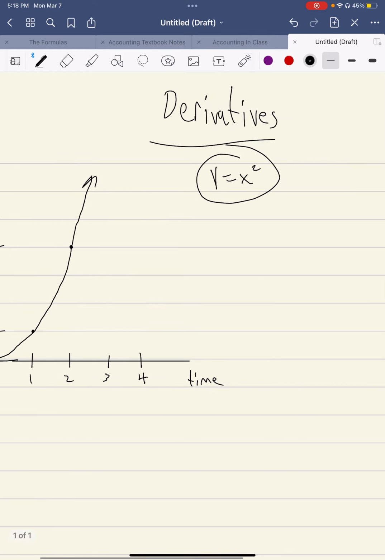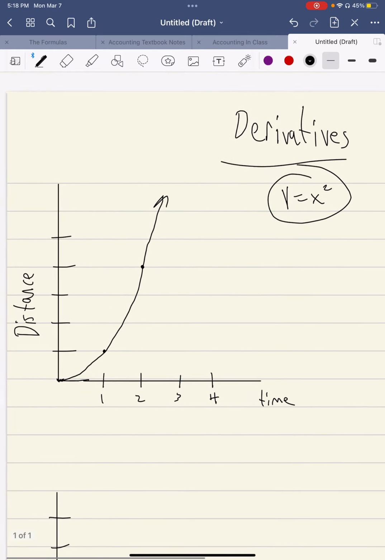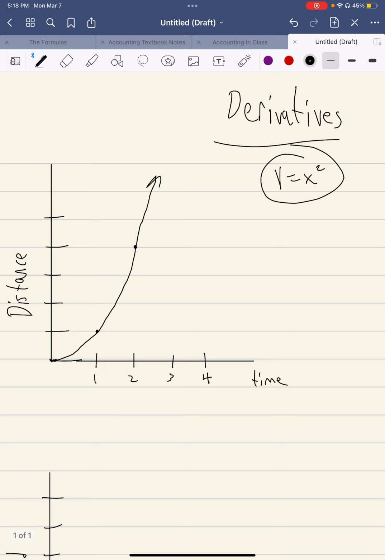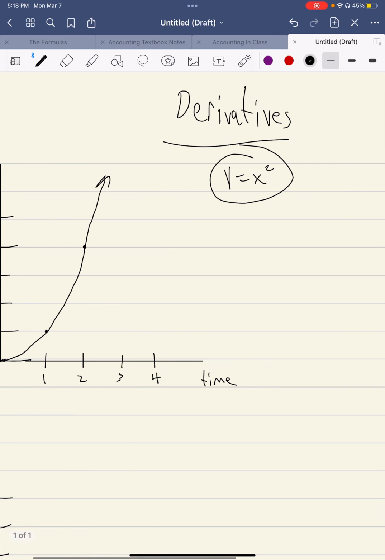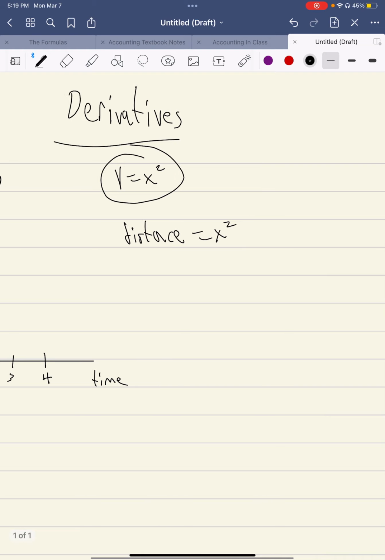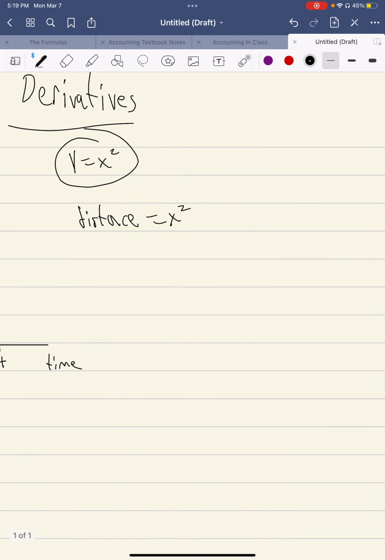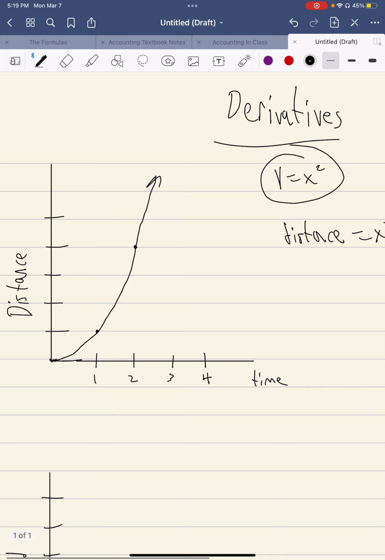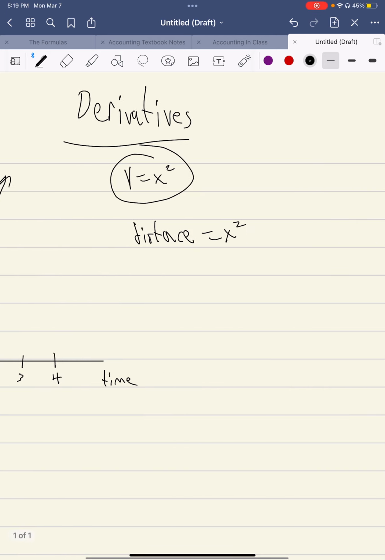So you can think of the first formula as being distance, like a distance versus time graph, that's really easy. Let's say the distance traveled is going to be equal to x squared, right? Well, when you derive this, this is the change in distance over time, right? Here's distance on the y-axis and then time on the x-axis, right?